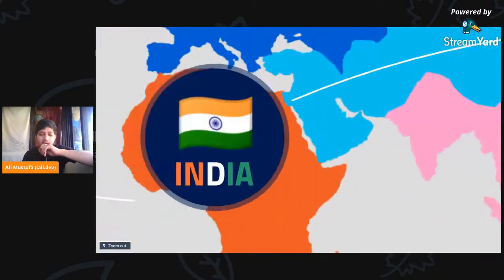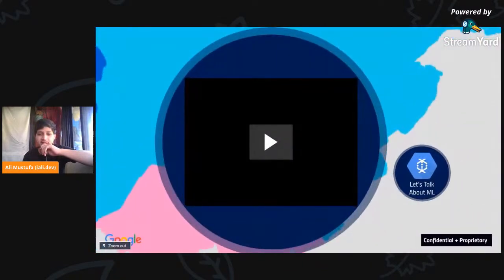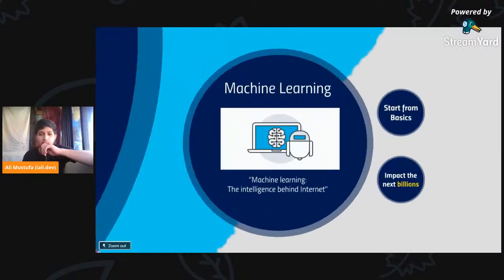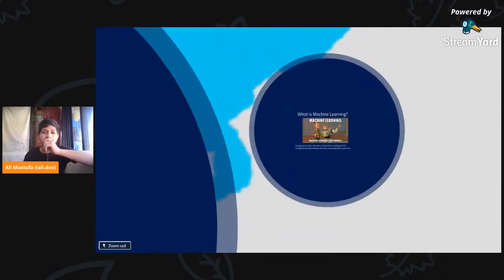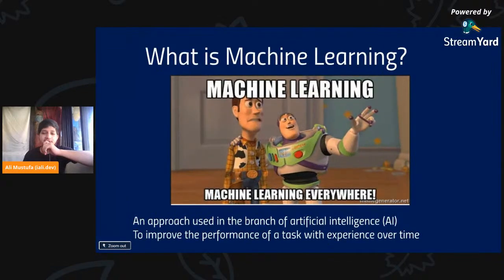So let's start with some technicalities, and let's start with machine learning, the intelligence behind the internet. So what is machine learning? Machine learning is quite popular across the internet in 2020. If you're starting machine learning from scratch, you already have a lot of competition, because a lot of people are learning machine learning with you.